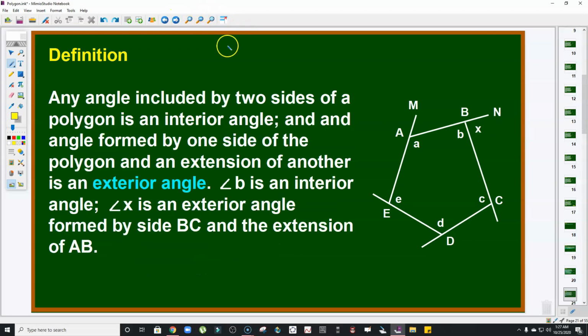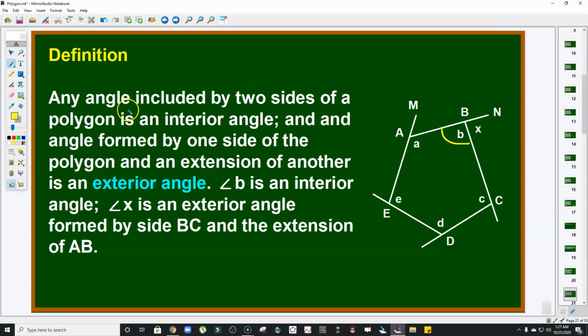Okay. Next. Any angle included by two sides of a polygon is an interior angle. So as you can see here, the interior angles are angles A, B, C, D, E. And an angle formed by one side of the polygon and an extension of another is an exterior angle. So as you can see here, this is one interior angle. This angle is made by the extension. Okay, so we call this angle X the exterior angle.